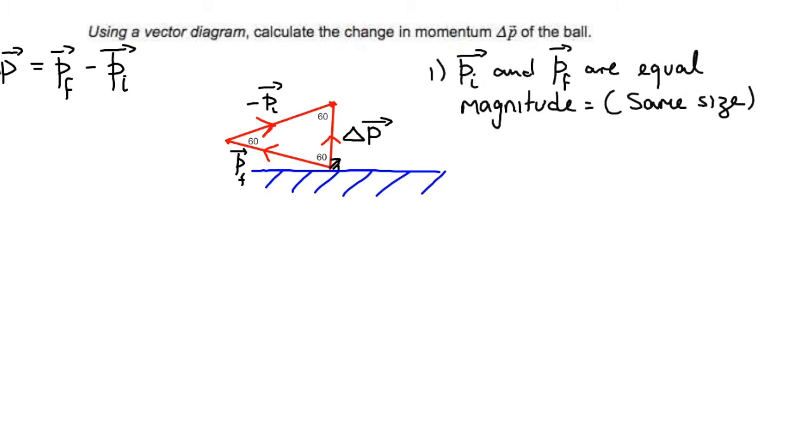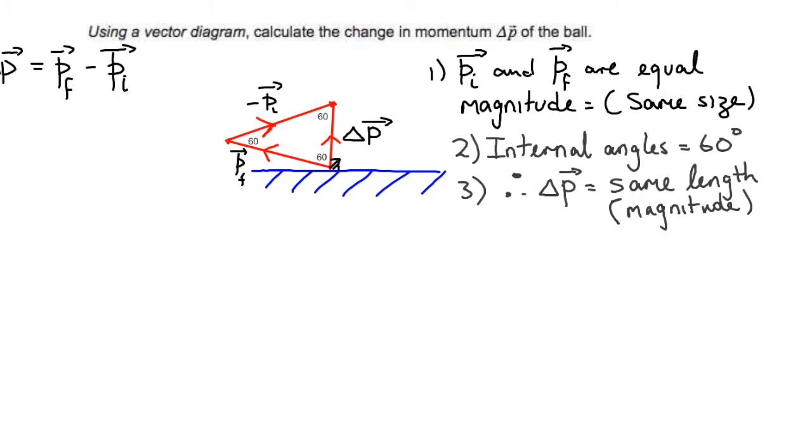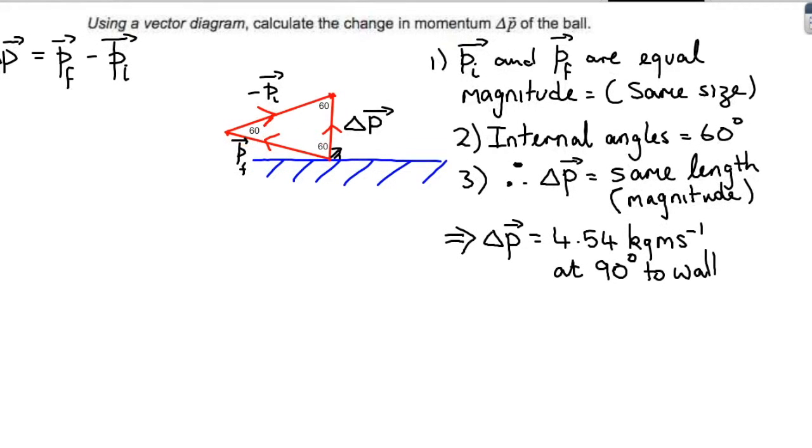Since both the final momentum vector and the initial momentum vector have the same length, and the internal angles are 60 degrees, we can see that the change in momentum vector will in fact make an equilateral triangle, as all of the angles will be 60 degrees. This means that it will have the same length as the other two vectors. Therefore, the magnitude of the vector will be 4.54 kg m s^-1, but importantly it will be at 90 degrees to the wall.